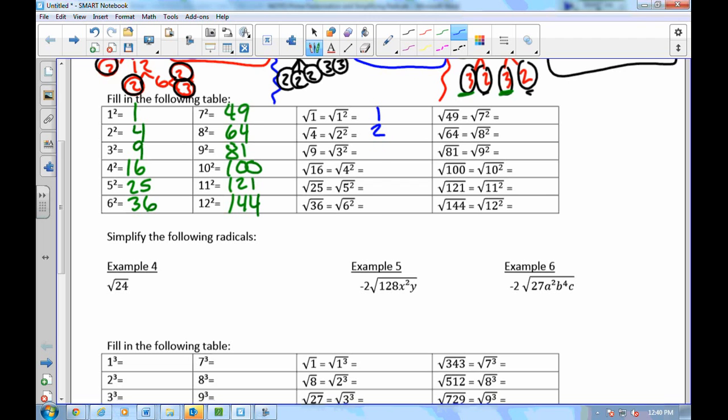And if you notice, these quickly just change into 1, 2, 3, 4, 5, 6, 7, 8, 9, 10, 11, 12. Yep. Because we're just undoing what we did on the left-hand side.